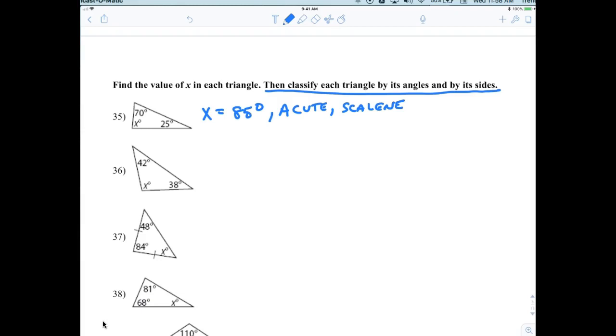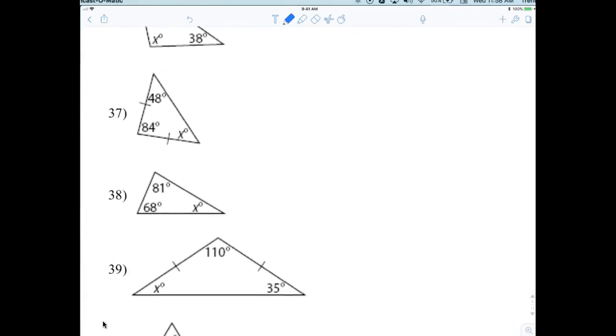All right, let's take a look at 37. Somebody tell me what the measure of angle X is. Oh, I was doing that. That's all right, 37. What is 37? Is it 48 degrees? Good job. If it's 48, how do I classify? It would be what? Acute and it would be isosceles.